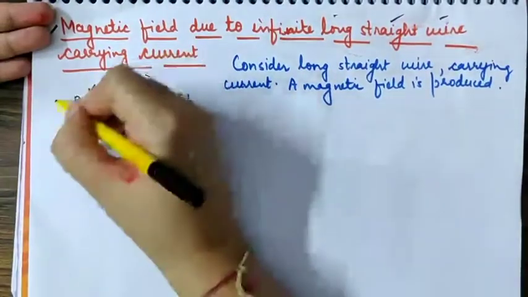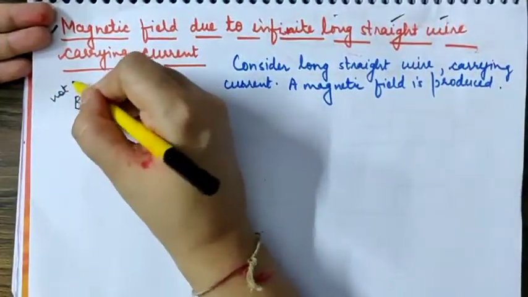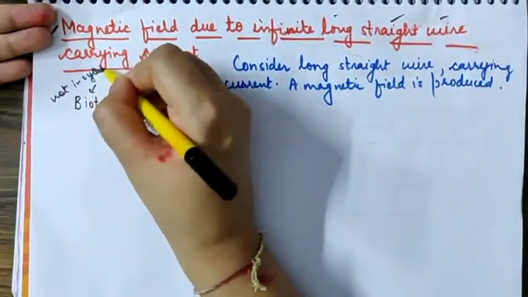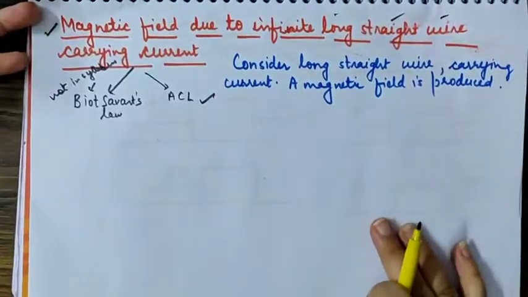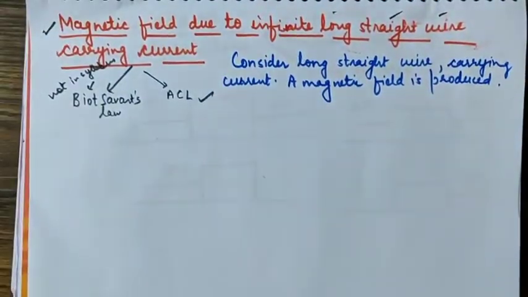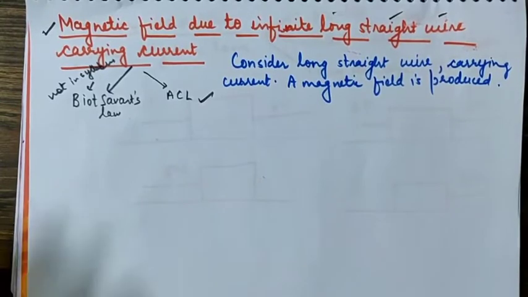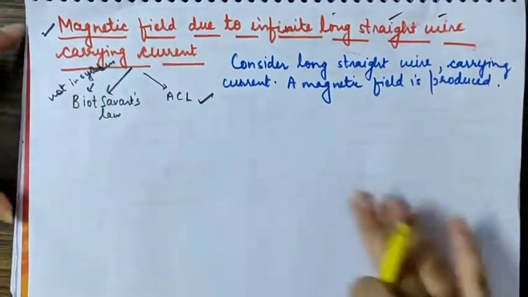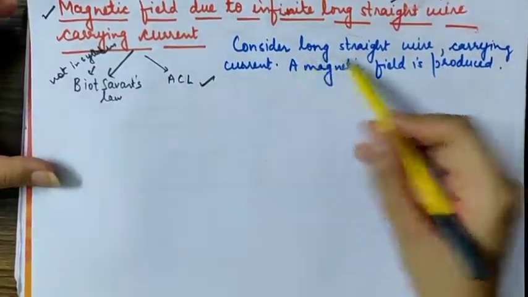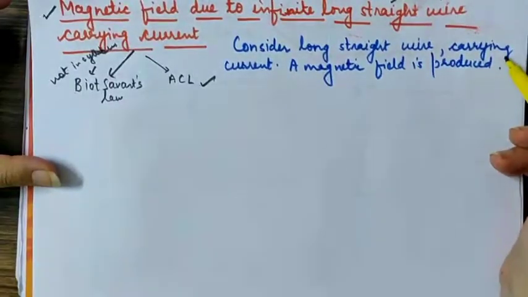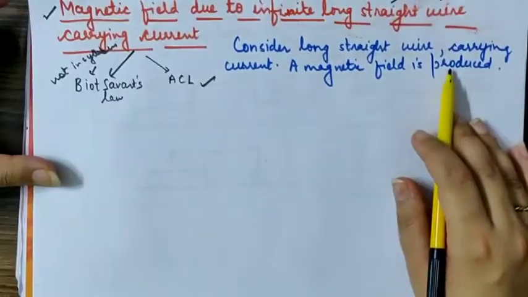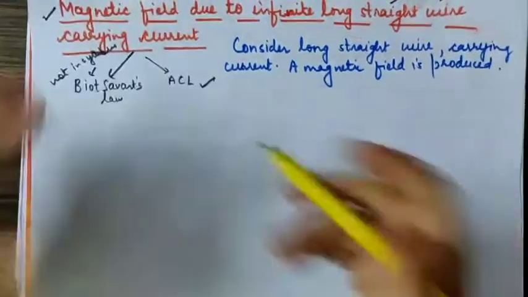Now this is not in the syllabus anymore, so we'll be doing it using Ampere circuital law. So if it comes in your exam, you also are going to write it using Ampere circuital law. So what should we do? First of all, consider a long straight current carrying conductor. Magnetic field is produced due to the current flowing in the conductor.